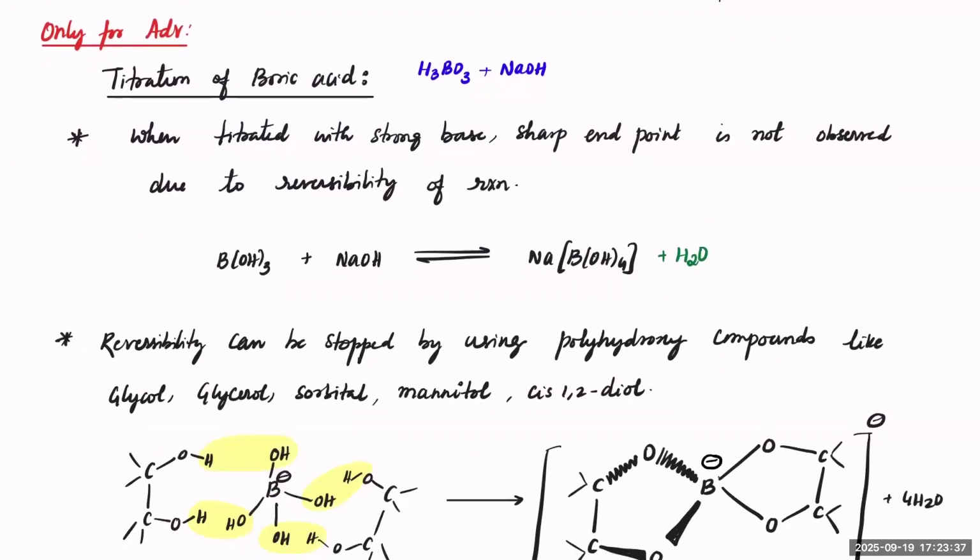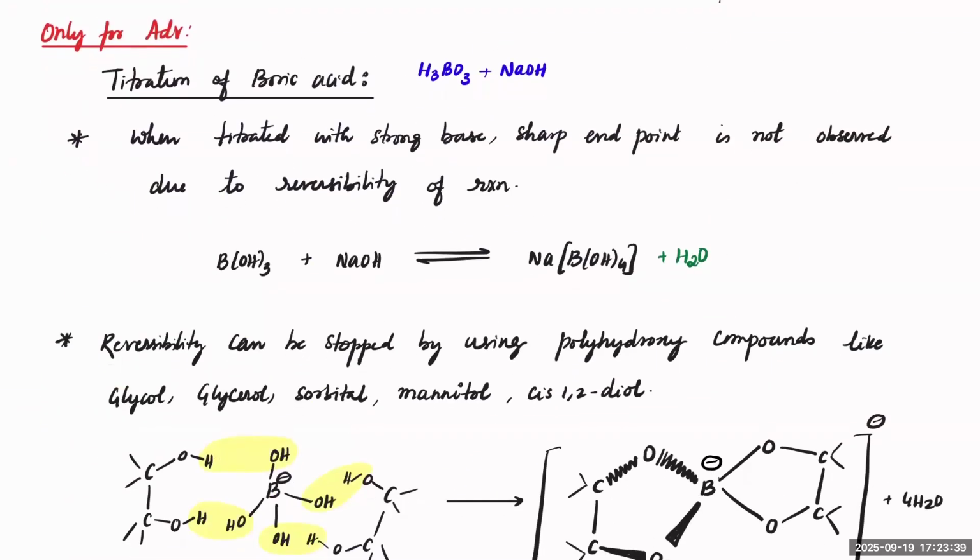Then this is generally asked only in advanced. Check out. Of course, now everything is in advanced only. Earlier it used to be only for advanced. Titration of boric acid. Boric acid, when you react with NaOH, as we make any acid-base reaction, we expect a sharp endpoint, correct? Sharp endpoint means we will be able to see a sudden change in the color, so that we can stop the titration.